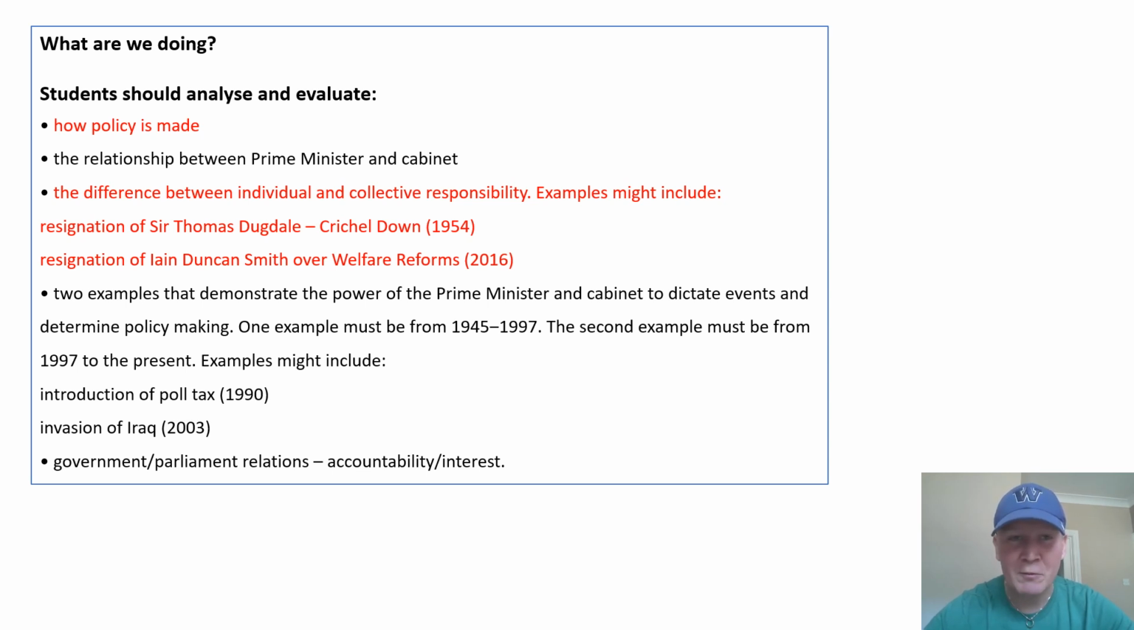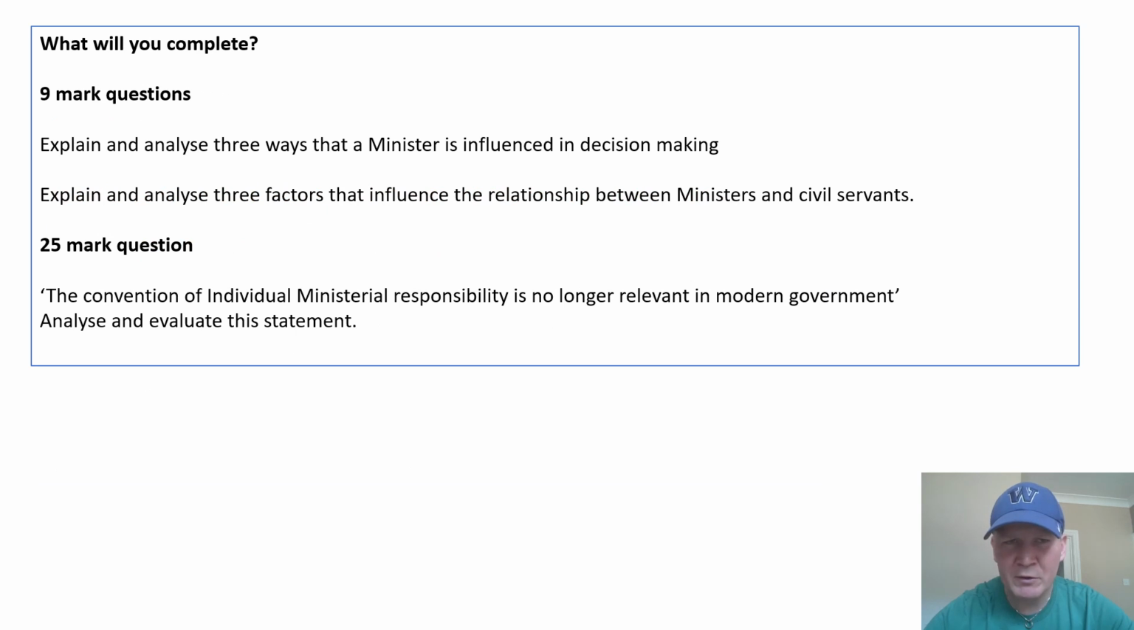Incredible. What we have here on the first slide is what we're trying to do. As you can see, the points in red are the bits we're going to cover over the next couple of lessons, looking at individual responsibility of ministers and how policy is made. So what does that mean for you? In the end, you should be doing two 9-mark questions and a 25-mark question. That's what we're going to build towards, and in the end you'll be emailing those to me. Right, let's get started.